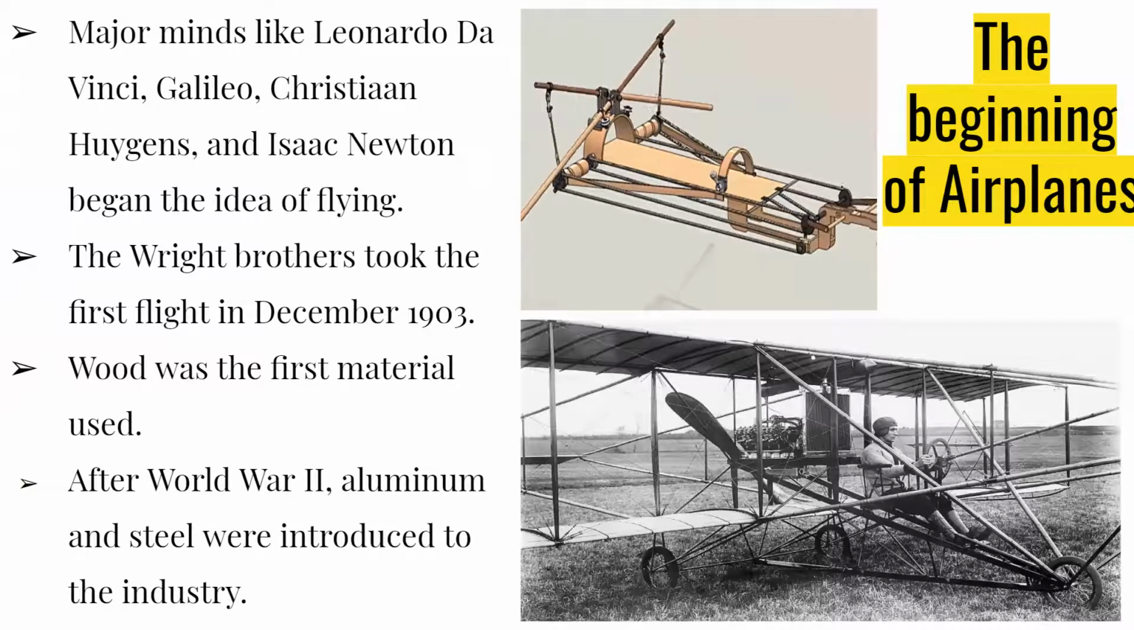Wood was the main material in crafting airplanes until World War II. This was because it had a good strength-to-weight ratio and it was weather resistant. Around 1950, aluminum and steel were introduced to the industry.